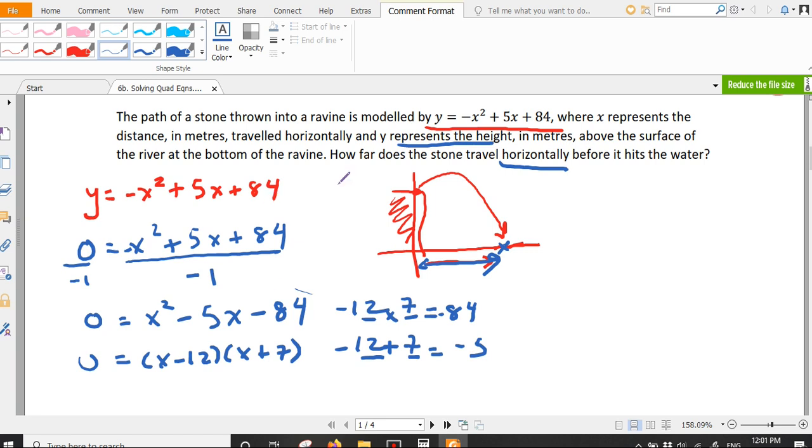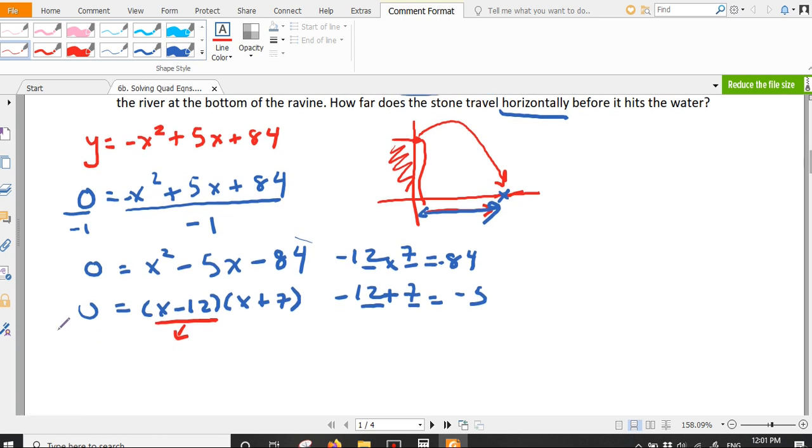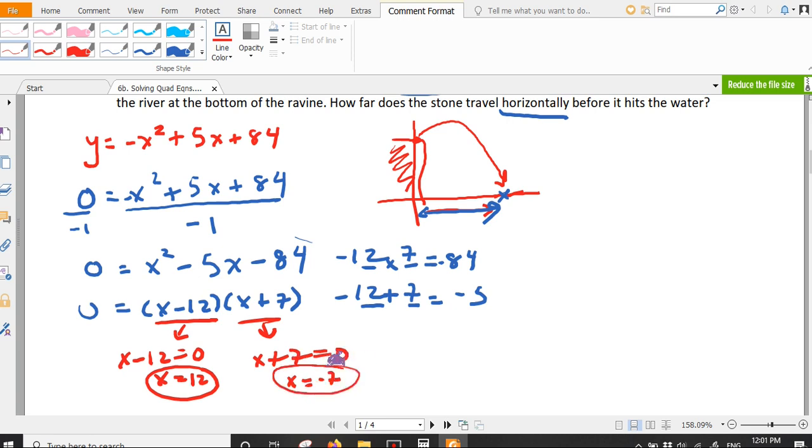Are we done? Almost. We got to find out what the actual values are. So in this case, let me just scroll down a little bit. I will have x minus 12 equals to 0, which means x equals to 12, and x plus 7 equals to 0. Move that over, x equals to negative 7. Well, x equals to negative 7, like I said before, doesn't really help us here, does it? It's back here. X equals to 12, so this value being a 12 makes a lot more sense. So this is the answer we're going to use.